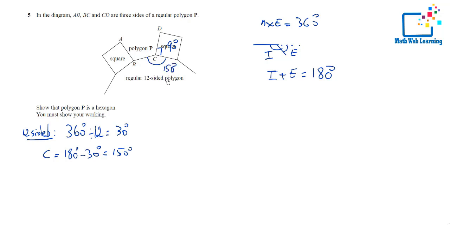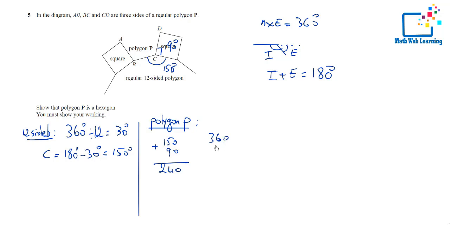Let's write it down. What do I do with it now? I need to add it to 90 and subtract the answer from 360 to get the interior angle of polygon P. So let's do that. We're going to do the interior angle of polygon P. First we're going to do 150 plus 90. That gives me 240. And then we're going to do 360 minus 240. That gives me 120.